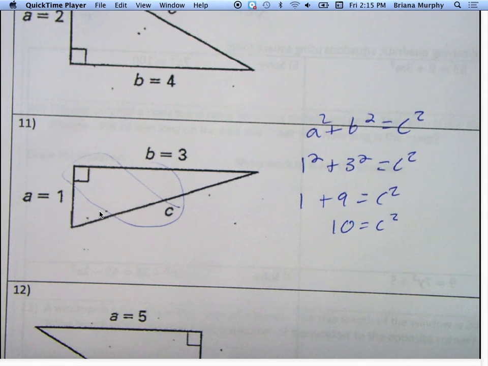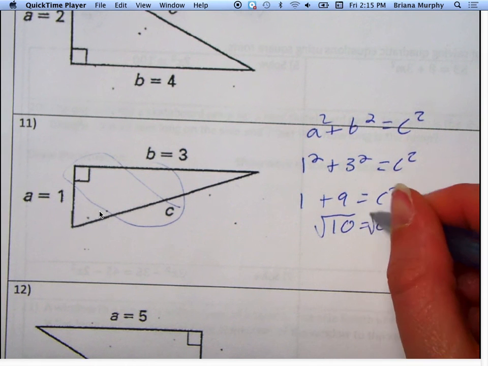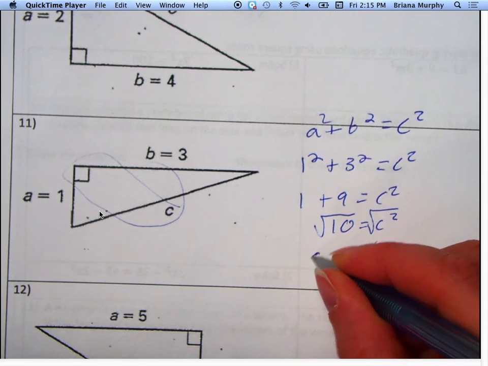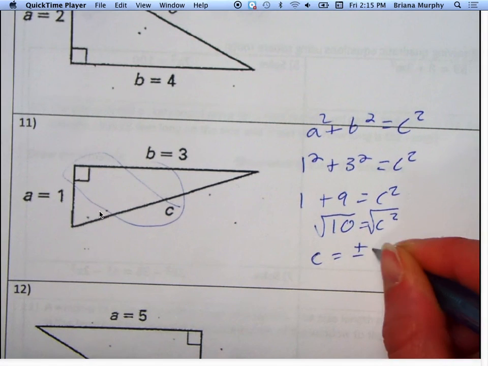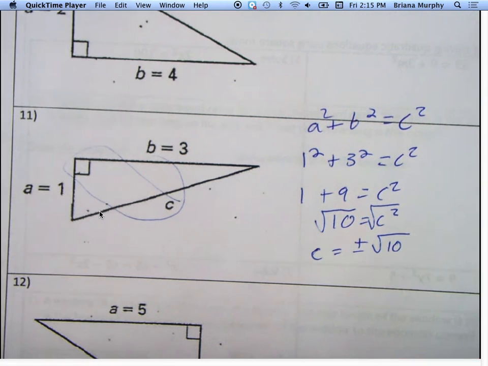Divide by C. Square root. Oh, square roots. So c equals plus or minus the square root of 10. Okay, why don't you guys try 10 and 12 right now, and then I'll check.